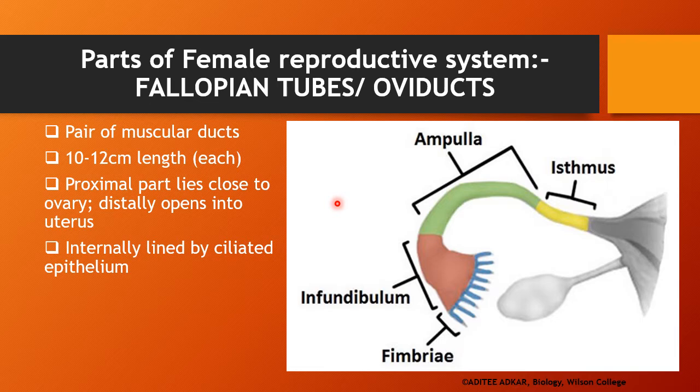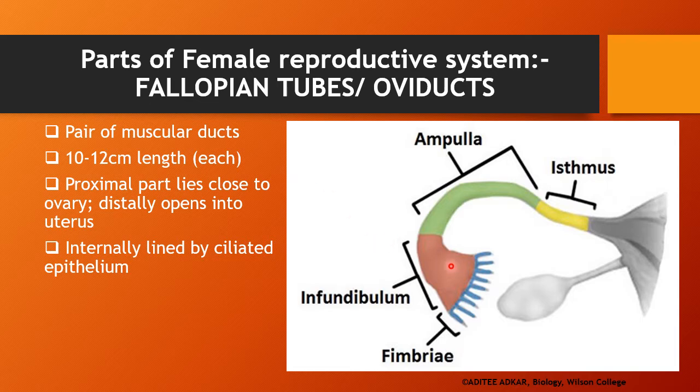Now that we have understood the structure and development of the ovary, let us come to another part of the female reproductive system, that is the fallopian tubes or the oviducts. The fallopian tubes are a pair of muscular ducts that lie horizontally across the peritoneal cavity. These ducts are about 10 to 12 centimeters in length each.